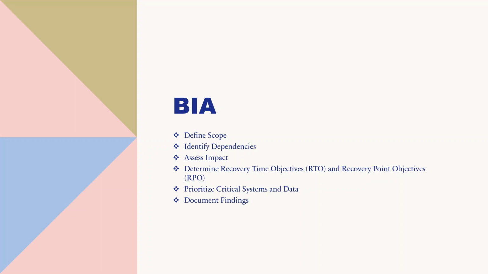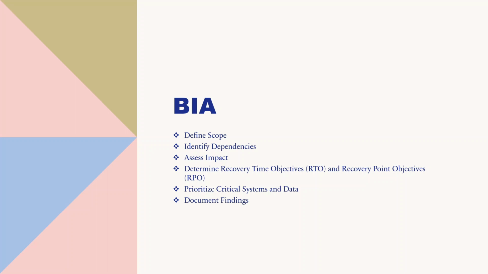Identifying dependencies. The next step is to identify the dependencies between the critical systems, processes, and data. This involves understanding how the failure of a system can impact other systems and the business processes that depend on them. Assess impact. The BIA process involves assessing the potential impact of a disruption on business operations. This includes identifying the impact on critical business function, operation, and financials. The impact assessment should consider both short term and long term impact of the disruptions.